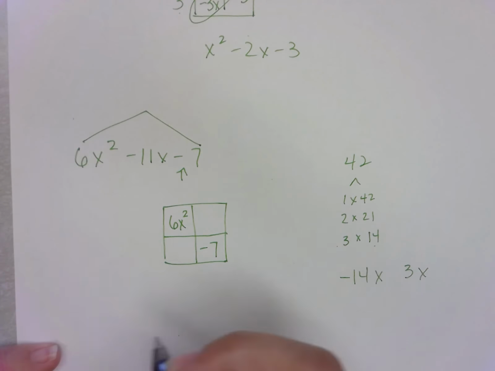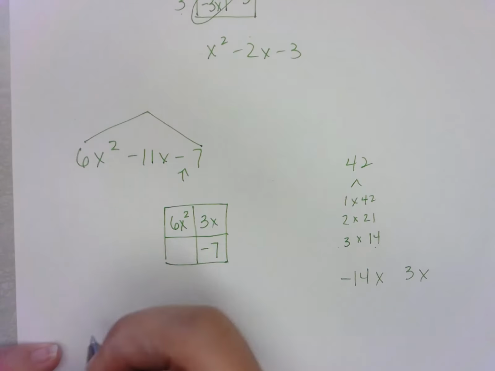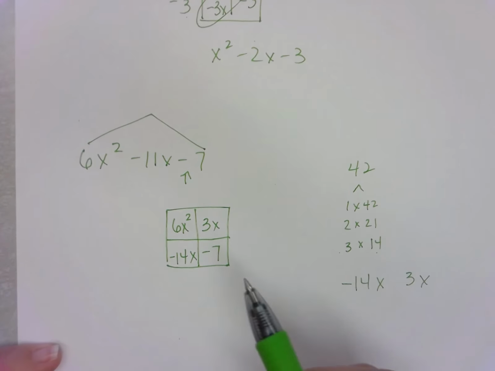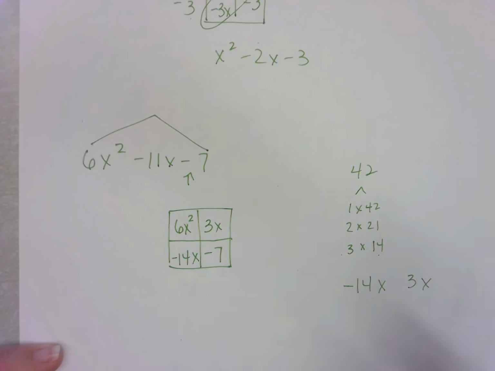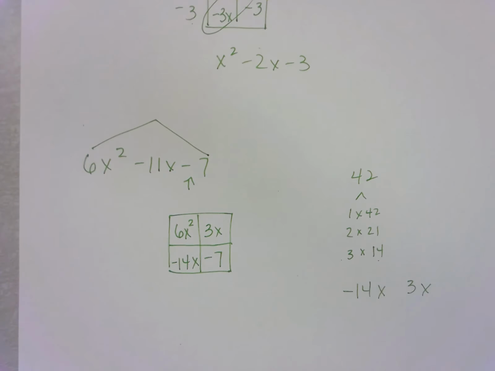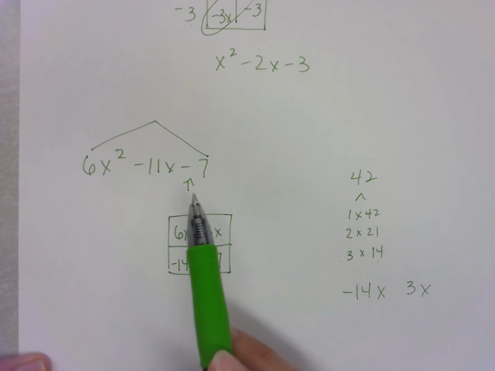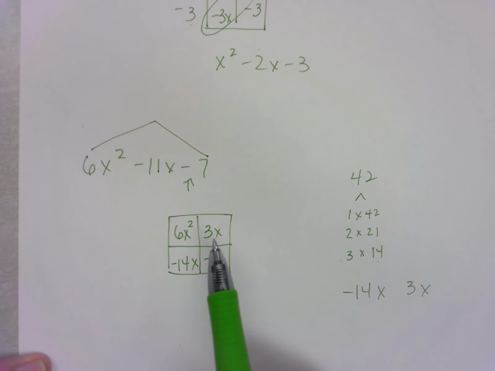It doesn't matter where I put what. I'm going to put the 3x here. I'm going to put the minus 14x here. Okay, I could just as easily have put the 3x here and the negative 14x there. The order that you put them in doesn't matter. Okay, so now I'm going to figure out what's on the sides of the box that multiply together to give me this.